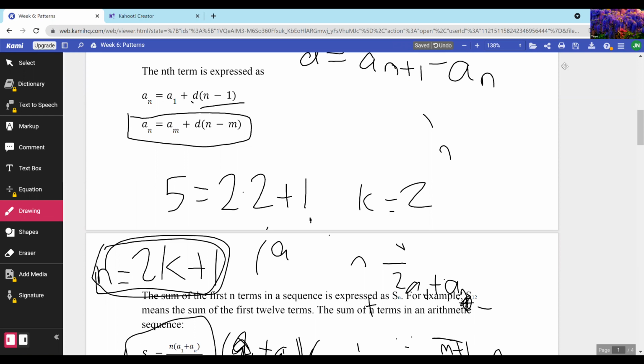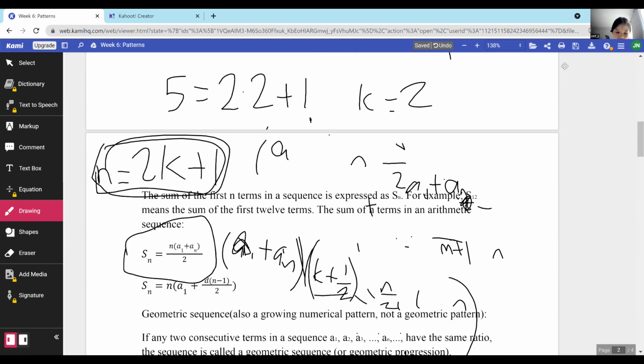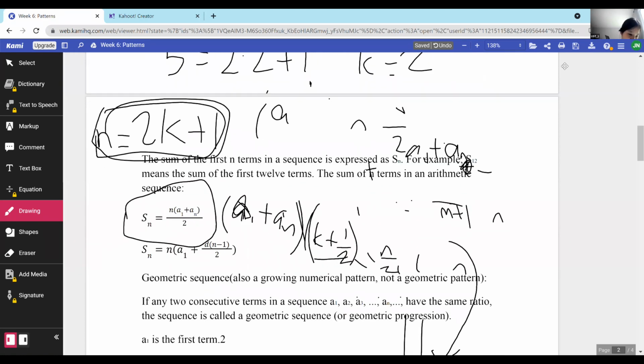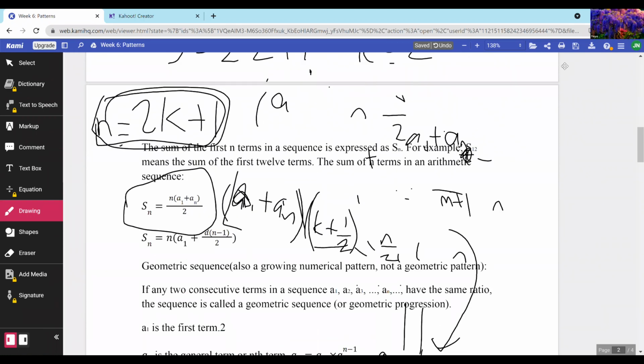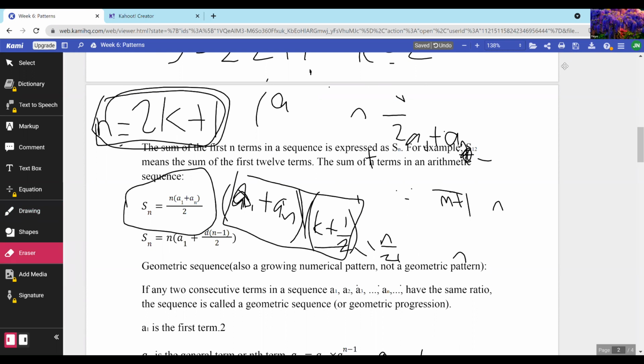What does n over 2 stand for? Oh, n over 2, let's basically divide this by 2. So for example, when n is equal to 2k plus 1, n over 2 will equal k plus 1 over 2. So the sum would be n over 2 times parentheses a1 plus an. Okay, thanks. You're welcome.